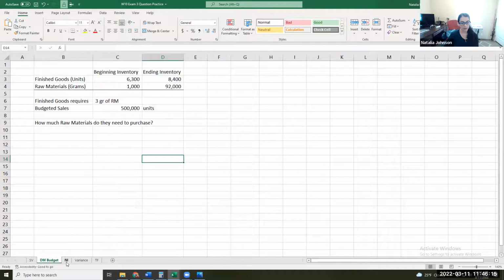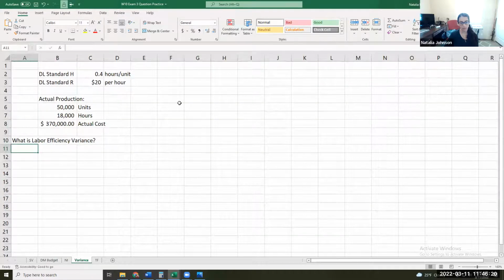Okay, let's do this one because we're still in chapter 9. So these are the standards. Standard hours are 0.4 hours per unit. Standard rate is $20 per hour. And this is the actual. They actually made 50,000 units. They used 18,000 hours, and the total actual cost was 370,000.